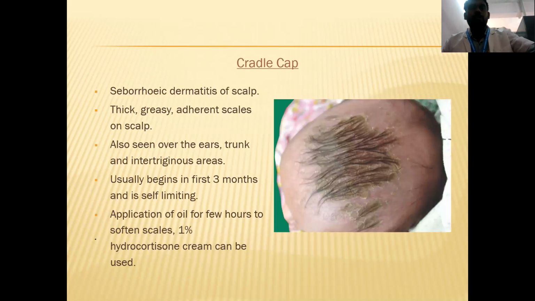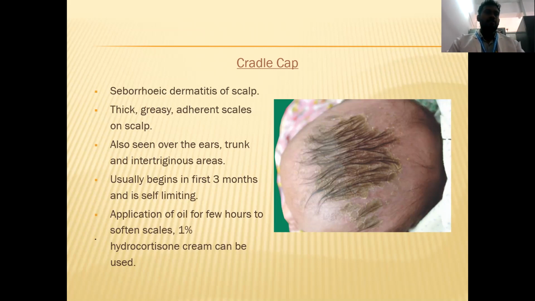Another important physiological phenomenon which is seen in infants is cradle cap. Cradle cap is nothing but seborrheic dermatitis of the scalp. It will present with thick, greasy, adherent scales, predominantly involving the vertex of the infant. This can also rarely be seen over the ears, trunk, and also intertriginous areas. Usually, it begins around the age of 3 months. We should always keep a differential of atopic dermatitis if it happens beyond 6 months.